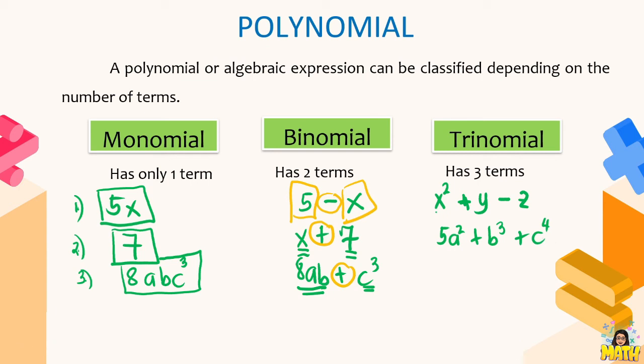The last example, 3 plus b over 2 plus c squared. This one is a trinomial wherein the first term is 3, the second term is 1/2 b, and the third term is c squared. So, madali lang nating ma-differentiate or ma-classify if it is monomial, binomial, or trinomial depending on the number of terms. If it is more than 3 terms, that is already called multinomial. That means it has multiple number of terms.